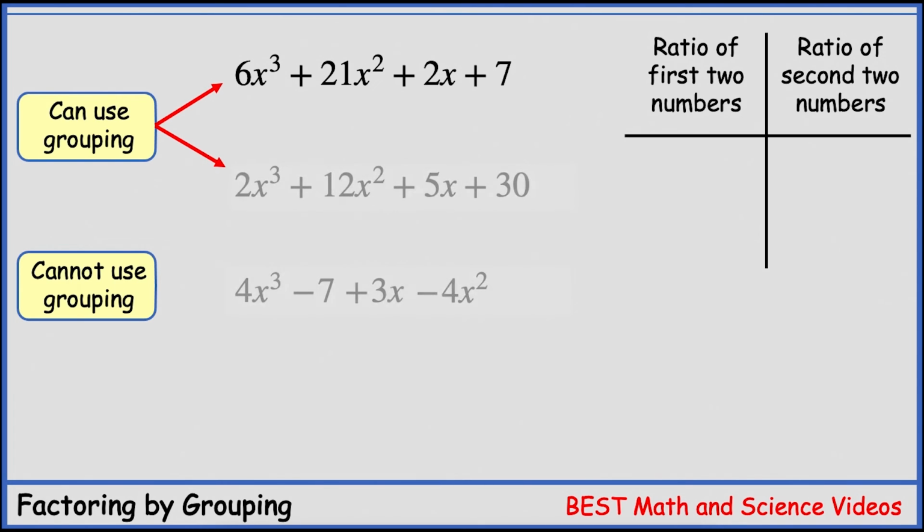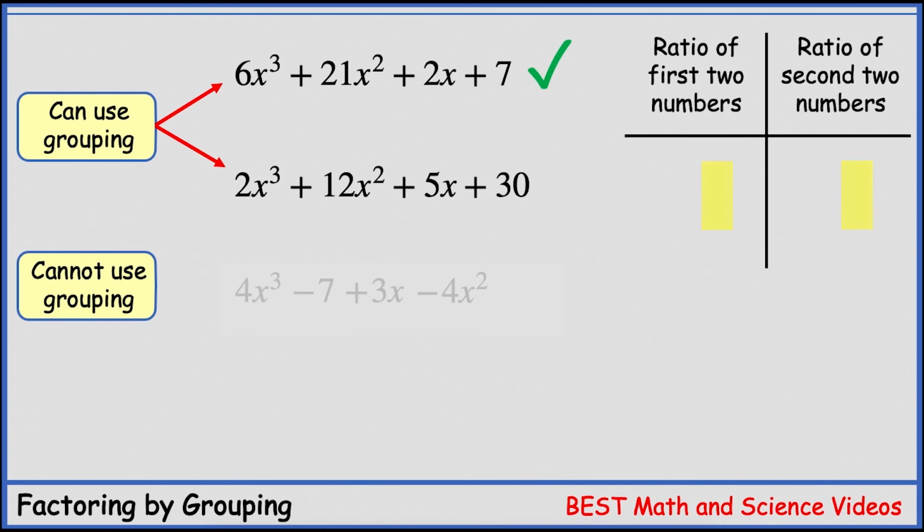Look at the first expression. Write a ratio of the first two numbers, in this case 6 over 21, and be sure it is in reduced form. So in this case, we can write it as 2/7. And write a ratio of the second two numbers. This is already in reduced form, 2/7. If the ratios are the same as they are here, the expression can be factored using grouping.